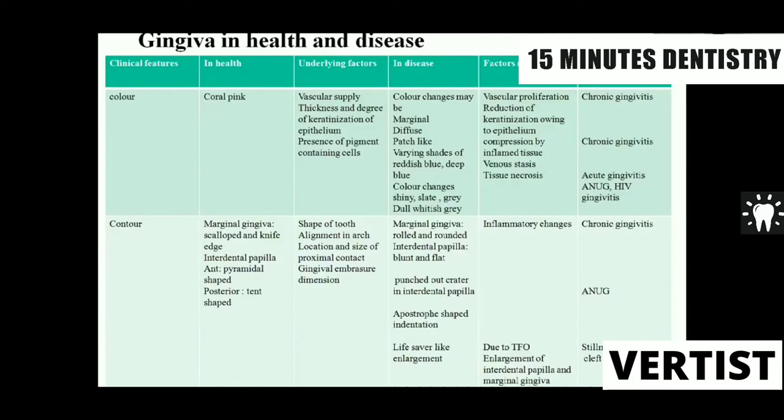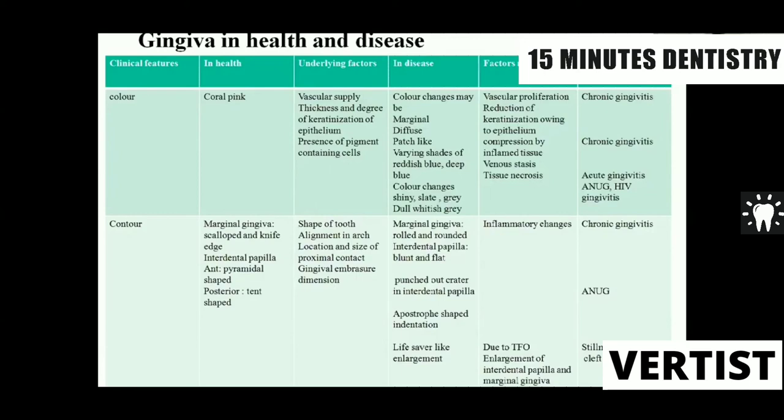Now, the normal color of the gingiva is coral pink. Now, why is this color coral pink? Because the underlying factors are the vascular supply to the gingiva, and the thickness and degree of keratinization of the epithelium. Now, sometimes the color of the gingiva is blackish gray. It is due to the melanin pigmentation present in the gingiva.